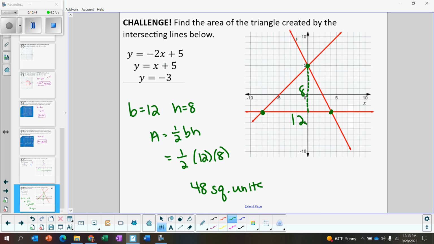All right, so if you stuck around, now that is the end of section 1.5.